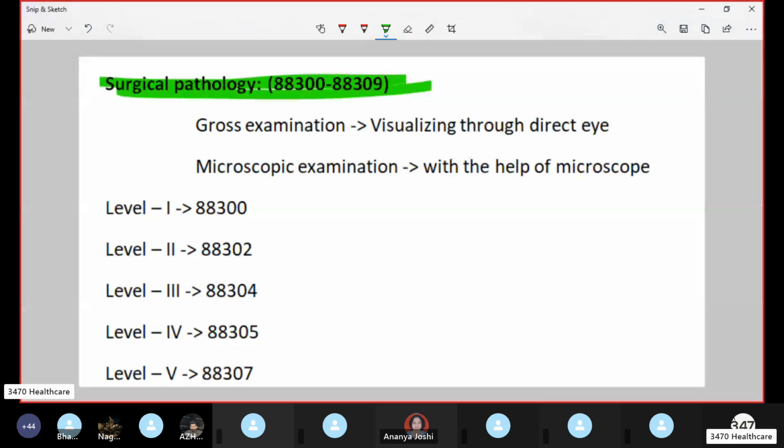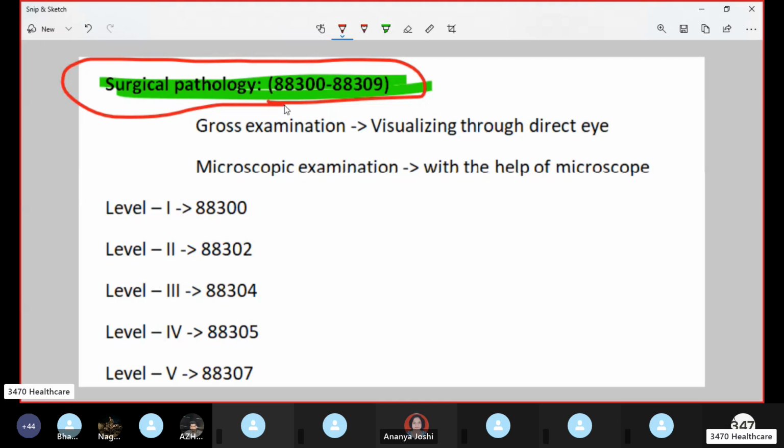Okay. So they are doing surgery and taking the sample, sending it for pathological examination. The tissues taken during the surgery are sent to the pathological examination, and there they look at them. That is the surgical pathology code set: 88300 to 88309.